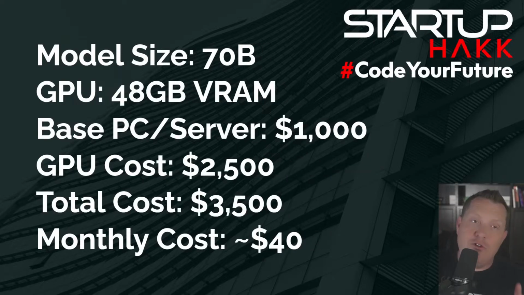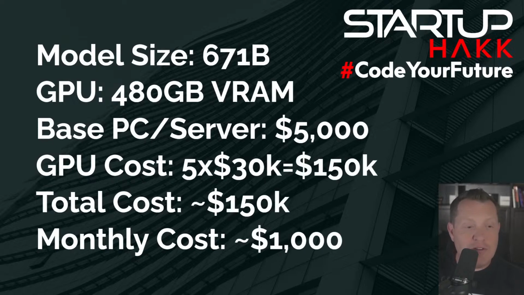But then you see this huge jump from the 70 billion, and the next largest size is the 671 billion. And this is why people get into hosting in the cloud when you start getting into these large models. The amount of GPU you need for this is 480 gigabytes. This would mean you need at least 5 H100s, right? The H100s cost about $30,000 a piece, if you can even get your hands on them. Getting your hands on them is extremely difficult.